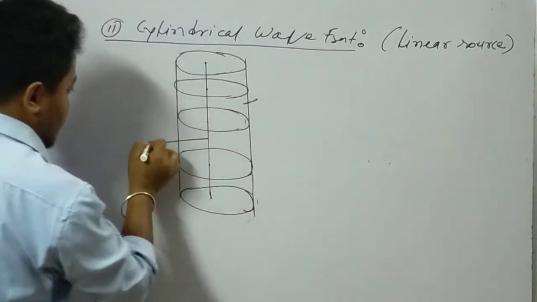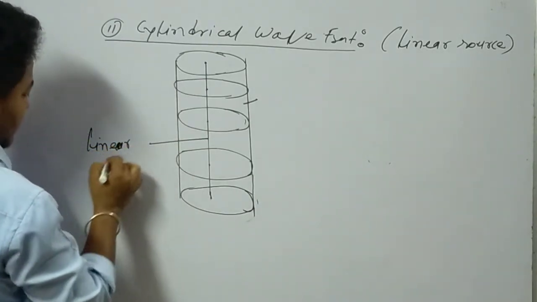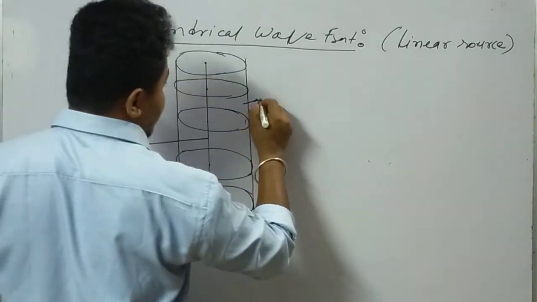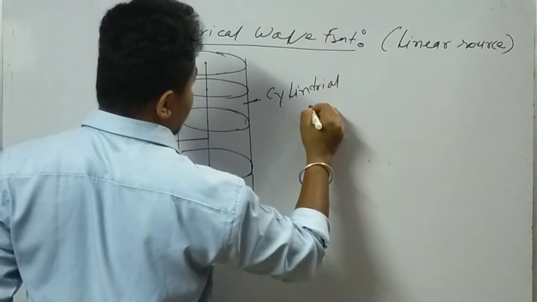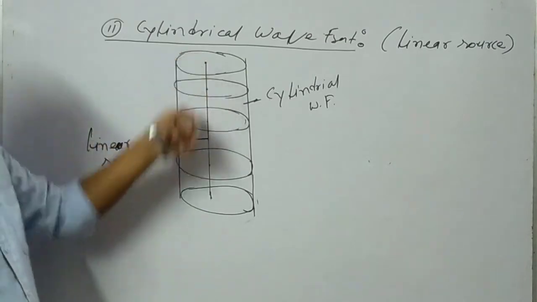This is the linear source, and this is your cylindrical wavefront. This is a cylindrical wavefront. Am I clear? Have you understood it?